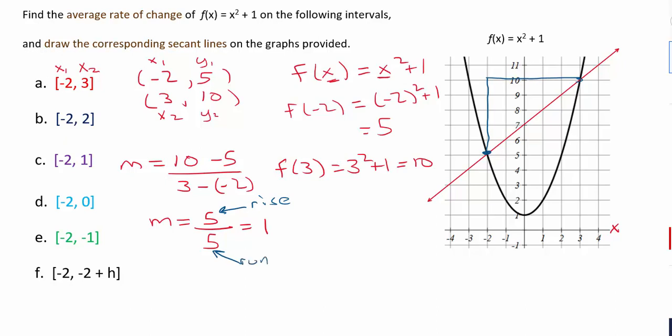So the rise is 5 and the run is 5, giving me a slope of 5 divided by 5, or 1. Now later in the video, what's going to become really important is what the run is. So you might notice that since we wanted to find the average rate of change between -2 and my second x value, x sub 2, was 3, that those 2 numbers differ by 5 units.